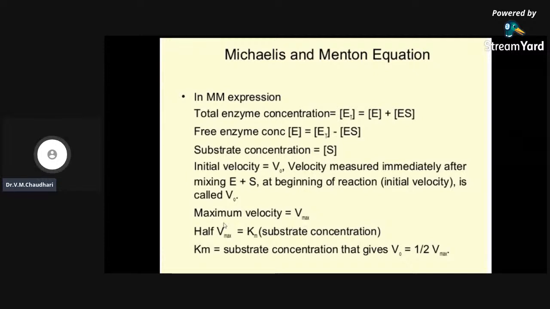Now what is half Vmax? Half Vmax is the substrate concentration at which the velocity is half of the maximum, that is the half Vmax. Half Vmax is the velocity at which substrate concentration is half. म्हणजे maximum velocity is Vmax. Okay. Now half Vmax is nothing but the substrate concentration at which velocity is half velocity.